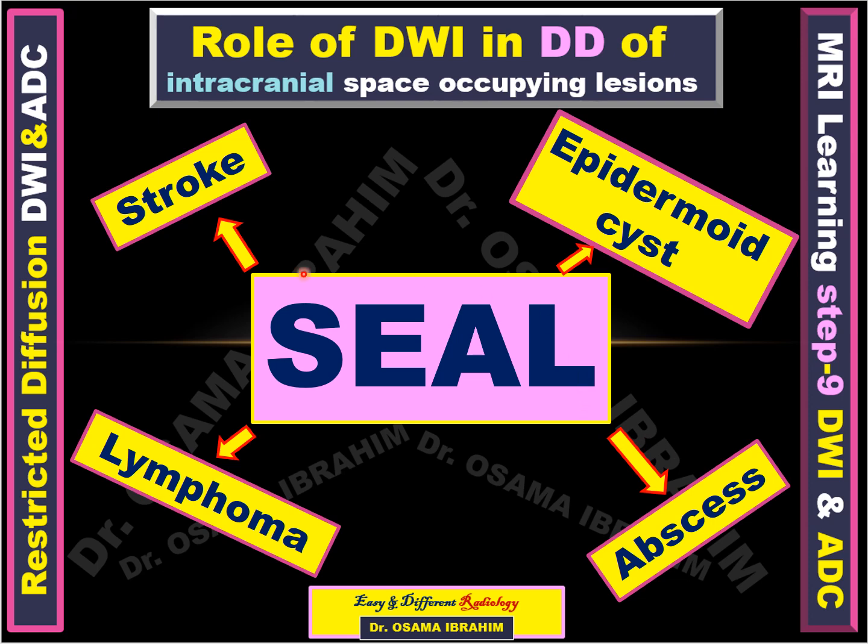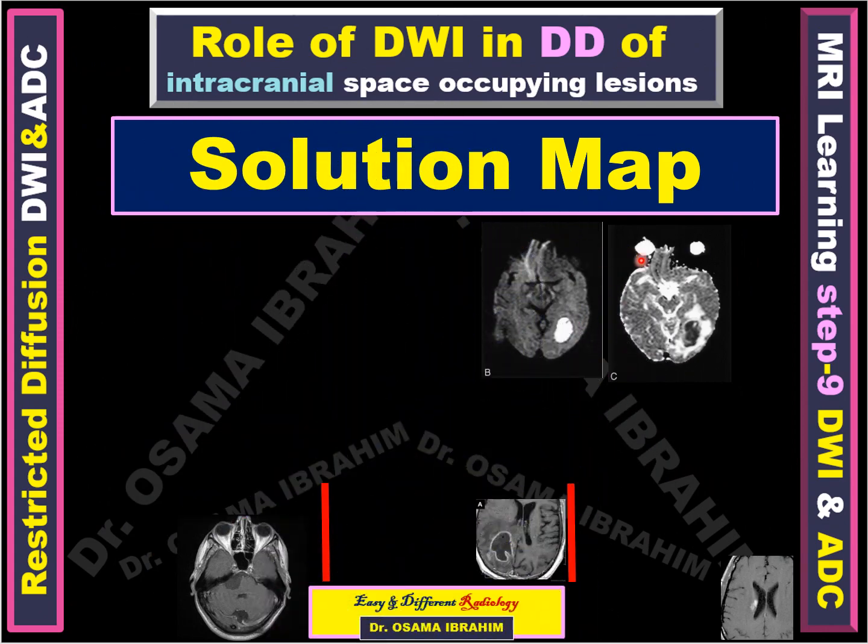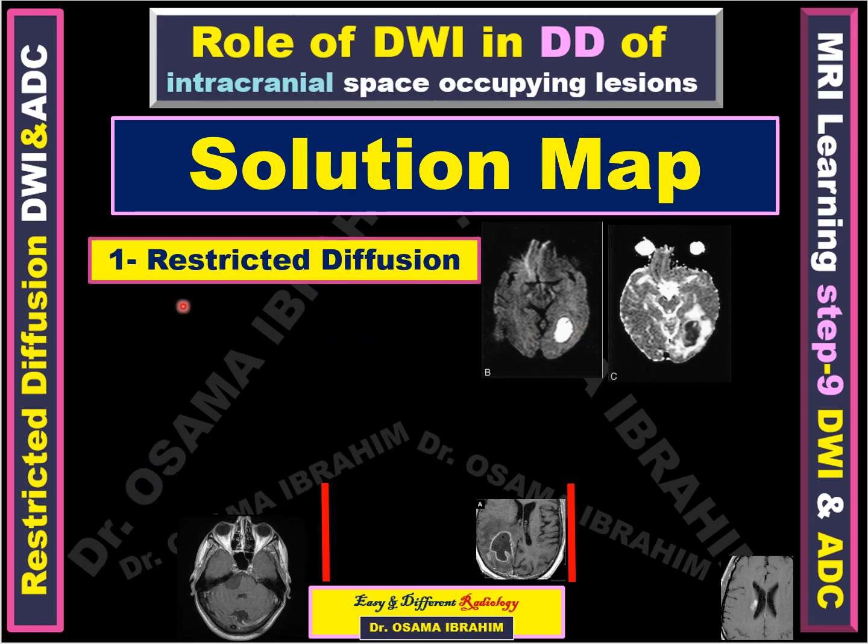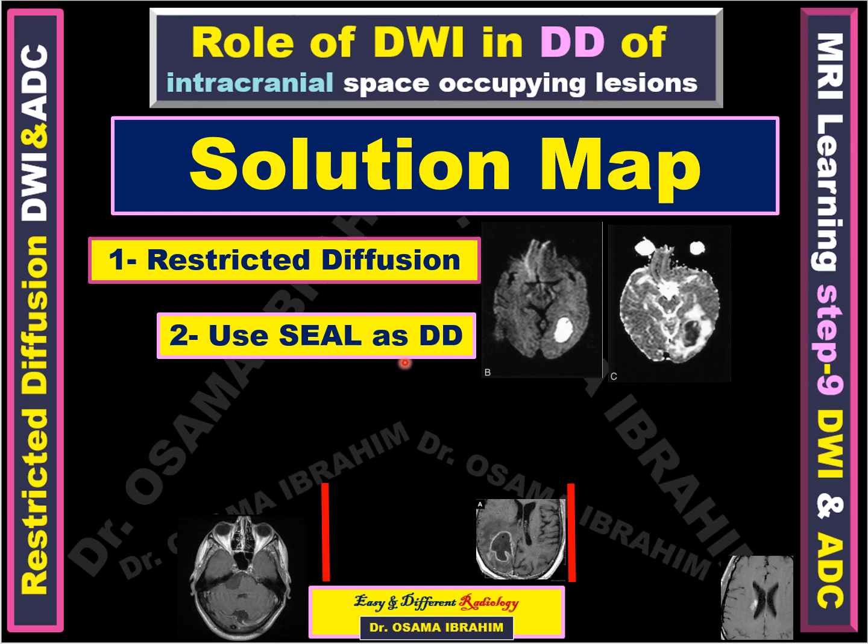Now the summary. Don't forget the SEAL mnemonic word for differential diagnosis of intracranial space occupying lesions: S represents stroke, E epidermoid cyst, A abscess, and L lymphoma. And the solution map, I will discuss it with you. First of all, look at the restricted diffusion. If there is restricted diffusion like this, with high signal in diffusion weighted image and low signal in ADC map, the differential diagnosis by the mnemonic word is stroke, epidermoid, abscess, and lymphoma. And this is the answer to question 4 in the learning objectives.